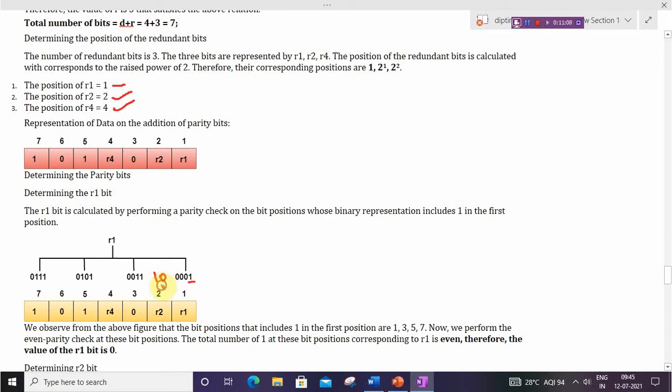Here the first position is not 1. So position 3 includes first bit 1. Then position 5 also includes first bit 1, and position 7. So for R1, we calculate the R1 bit by positions 1, 3, 5 and 7.